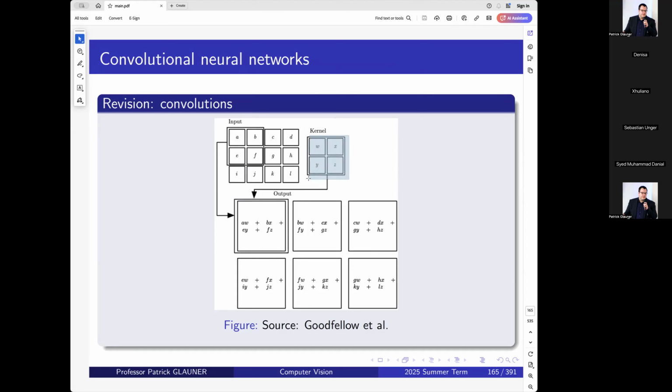As we move the kernel through the image, for example to B, C, F, G, we do the same. So it would be B times W plus C times X plus F times Y plus G times Z. We move it once more over, to C, D, G, H, and compute this. Then we move the kernel one row down to E, F, I, J, apply the kernel there and get this, and so forth.